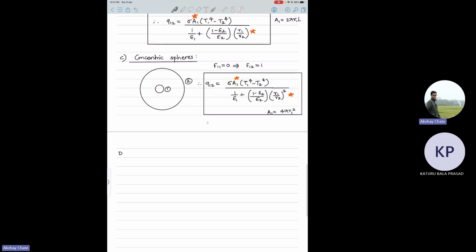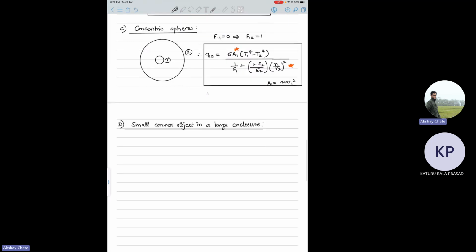And then there is a final case that is also important, which is called a small convex object in a large enclosure. You must have seen some problems in which they mention that a small ball is hanging in a big room, and you are asked the rate of heat transfer from the ball to the room, assuming the ball is hot. So let's say this is your bigger enclosure and you have a very small convex object here. This is object 1 and this is your big enclosure 2.